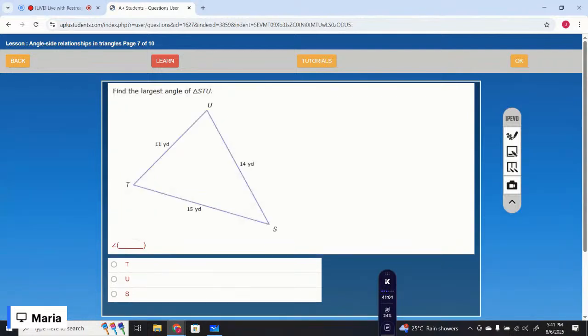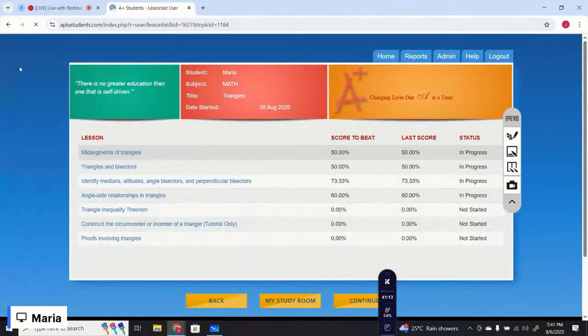So we were working on grade 10 math. The chapter we were working on is triangles. The lessons we have covered today are midsegments of triangles, triangles and bisectors, identify medians, altitudes, angle bisectors and perpendicular bisectors, and angle side relationships in triangles. So please make sure before the next session you complete all the practice questions for the lessons we just did. That is your homework until next session.